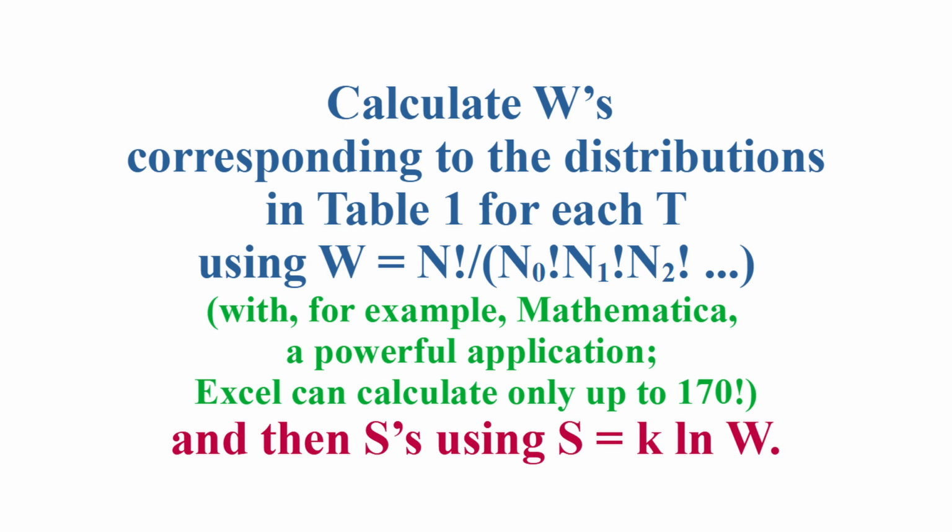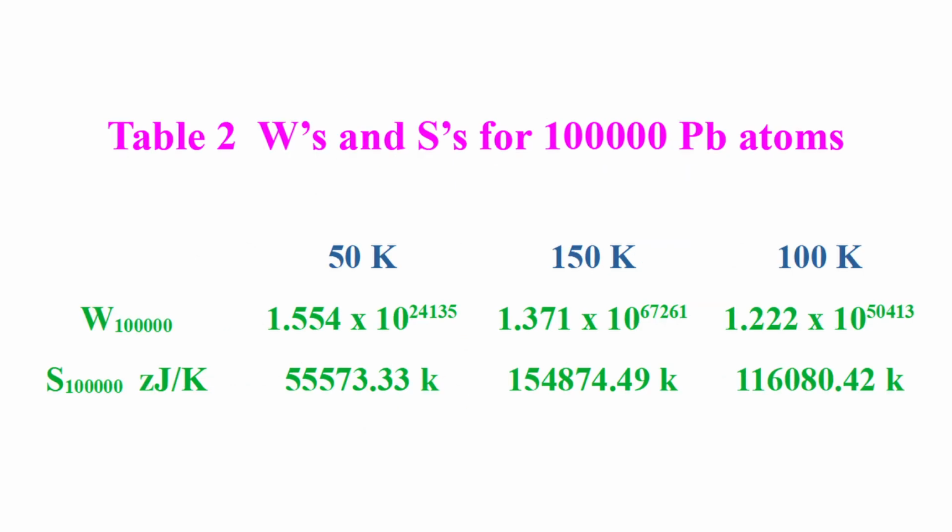Since Excel can calculate only up to 170 factorial, and since one has to calculate very large factorials such as 100,000 factorial, 82,736 factorial, 58,450 factorial, etc., one needs to use a very powerful application such as Mathematica. The results are shown in table 2.